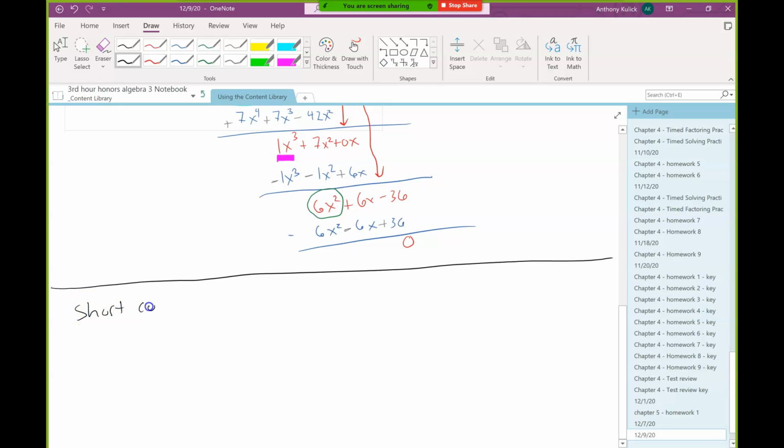So what we're going to talk about first is a shortcut to polynomial division. And that shortcut is called synthetic division. And like any shortcut in mathematics, the reason you don't get the shortcut first is because it doesn't work every single time. So there are conditions to using this shortcut. Let's write that down.